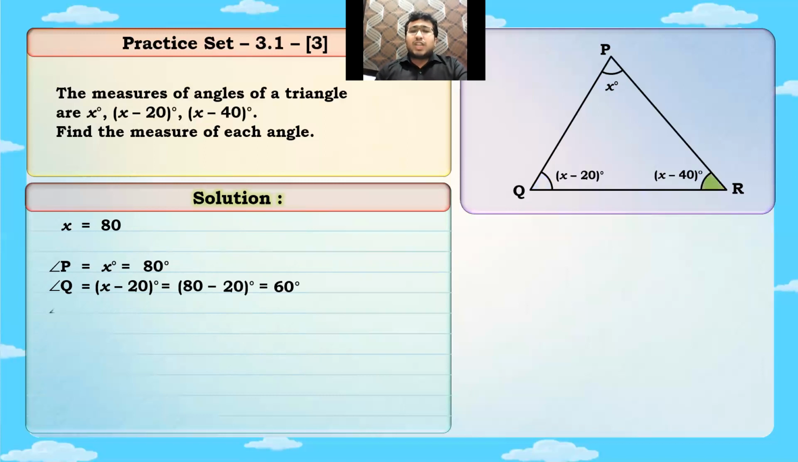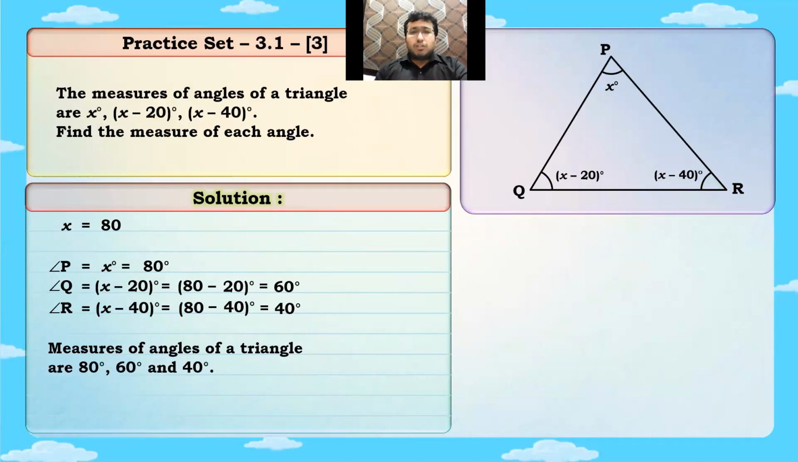Last angle is measure angle R. It is x minus 40. What is the value of x which we have got? Yes, it is 80 minus 40. 80 minus 40 will give you 40. So students, the question says find the measure of each angle. So the measures of the angles of a triangle are 80 degree, 60 degree and 40 degree. So students, please write the final answer in the box.